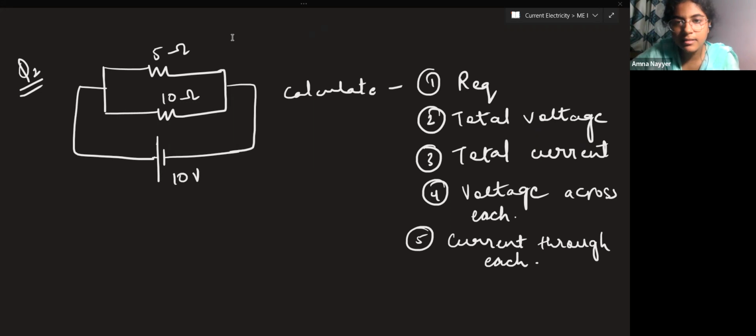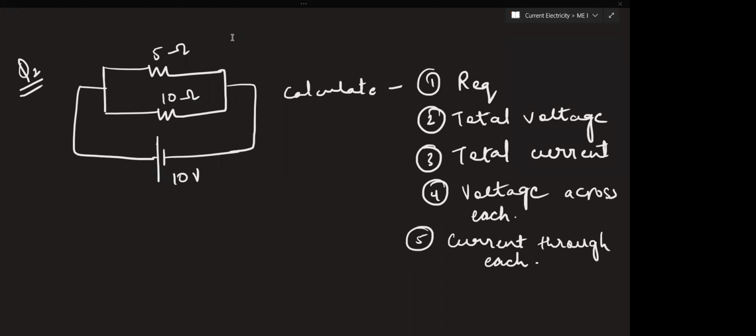So only Astha has submitted all the answers. I was seeing the answers of Astha. All of them are correct. What about you, Aman? Now I'm just typing them right now.